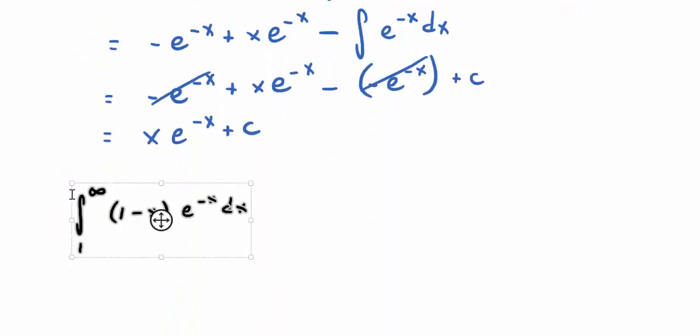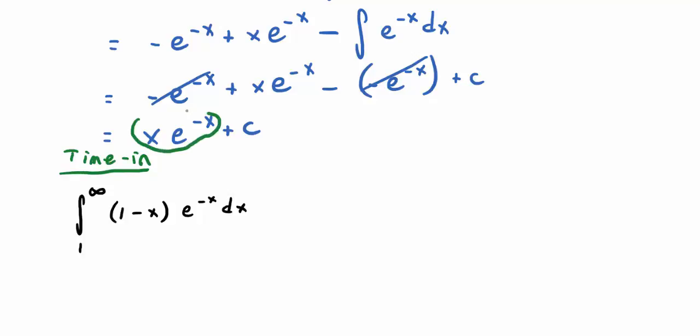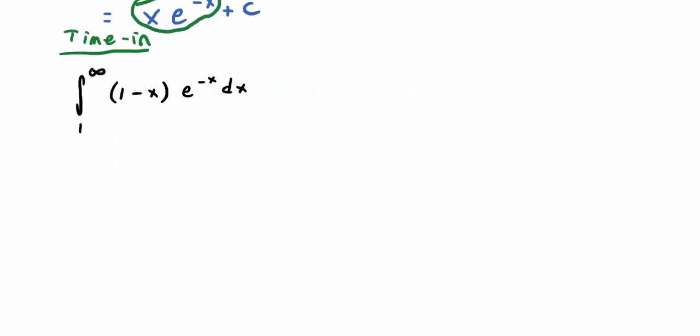So here's the integral. Time in. Timeout's over. Okay, so we've got our antiderivative. It's that guy. We're going to use that in a second. But first, how do I rewrite this? The limit as b goes to infinity of the integral from 1 to b of (1 minus x) e to the negative x dx.